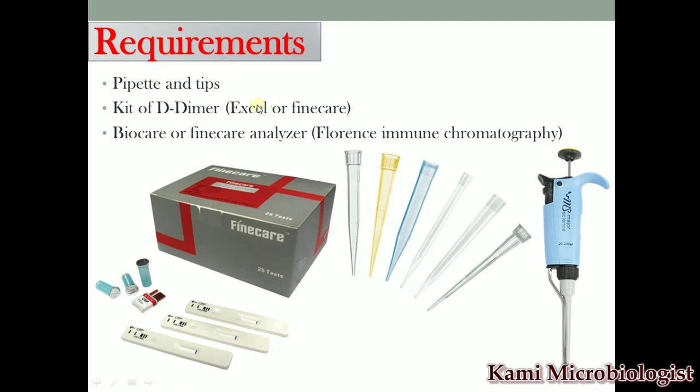We have two companies' kits available. We have two companies of the D-dimer kit available. One we call Excel and the second we call Fine Care. There are some other companies as well, but these two are among the famous ones, so that's why they are mostly used. Another thing that we mostly require is the BioCare or Fine Care analyzer.